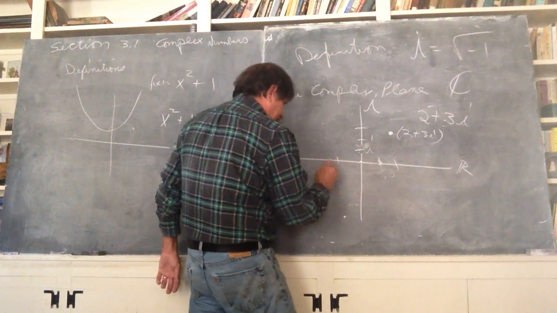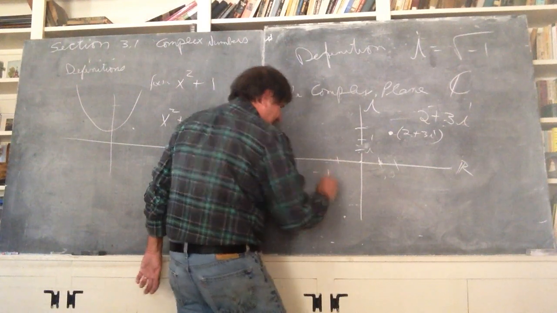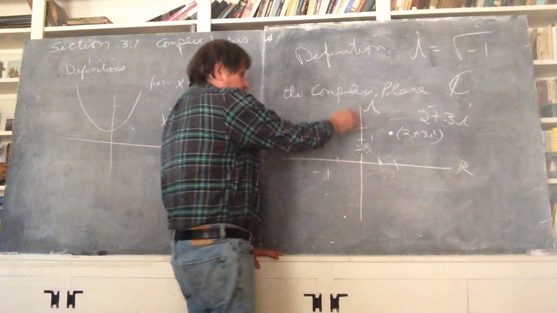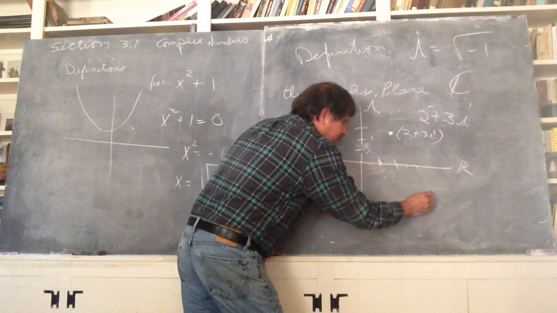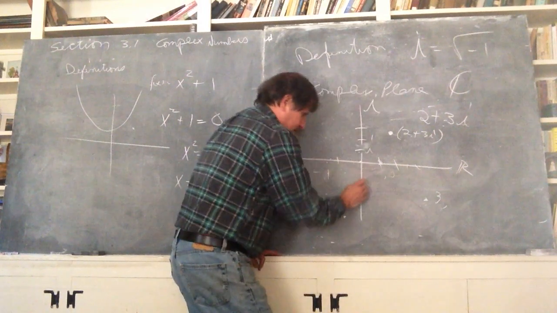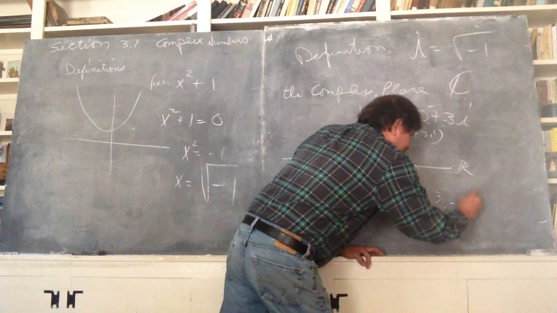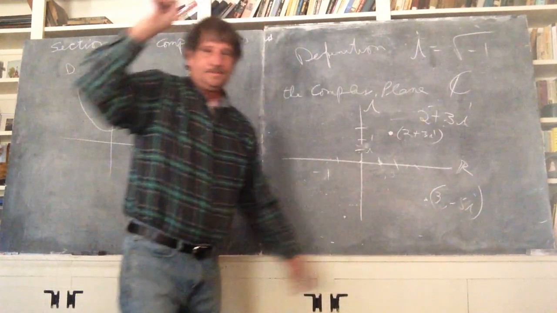Here's -1, rather. In the fourth quadrant over here, this would be 3 and -5i, something like that.